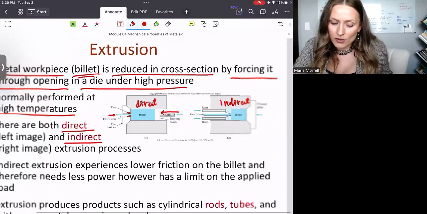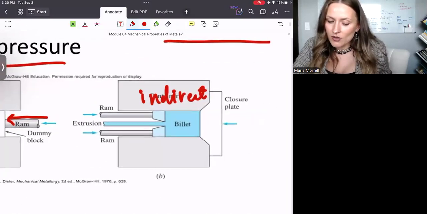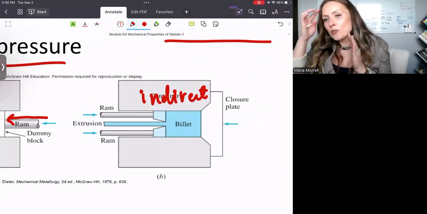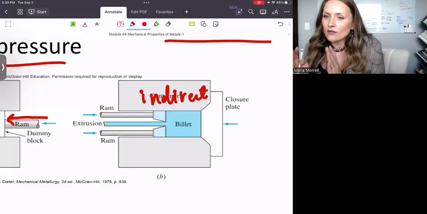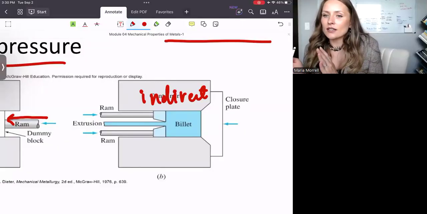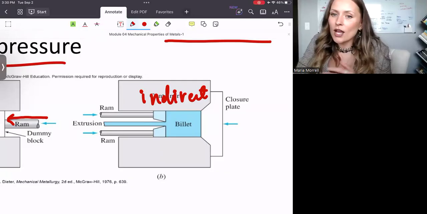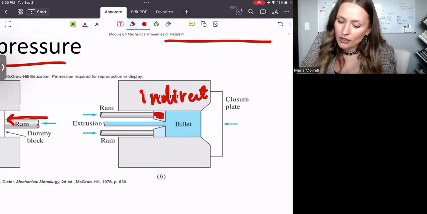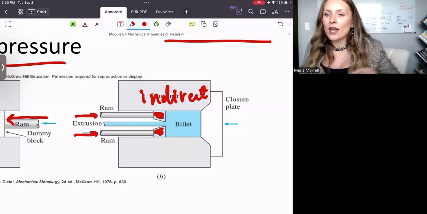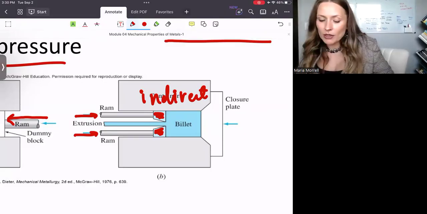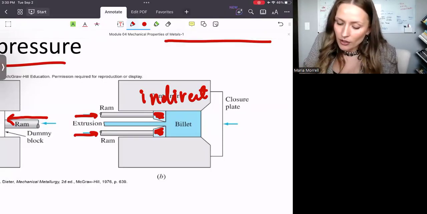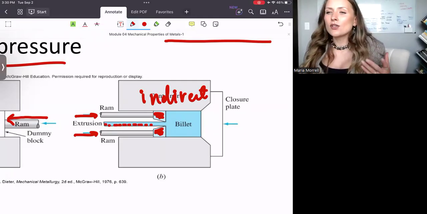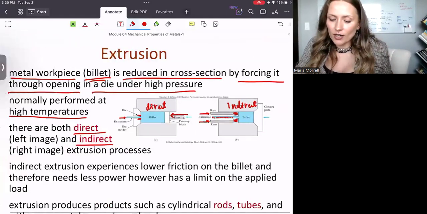Now, that's a direct process. In the indirect process, your billet is kind of stationary, right? It is still at elevated temperatures, but it is stationary. But what is actually being moved is the die block itself, right? So you have a ram, and then as you push it through the billet, you will have your final product right here. You guys can see this is the product right here. So this is the difference, right?